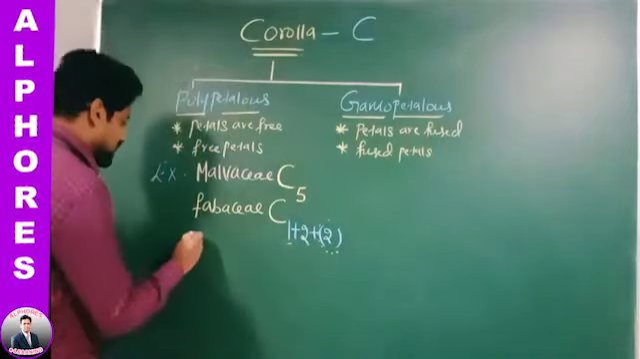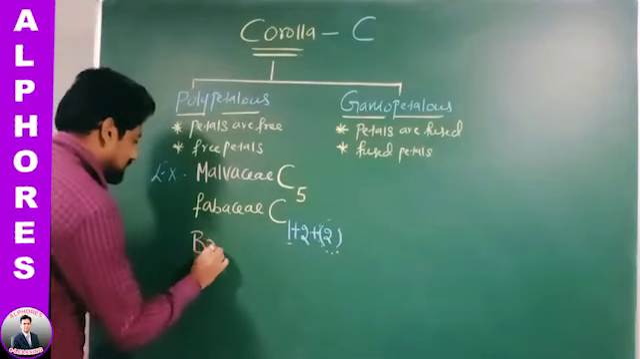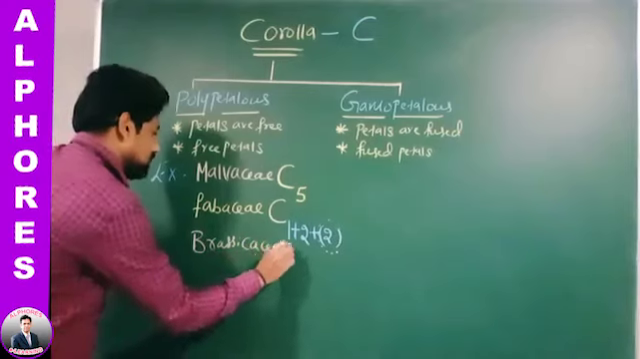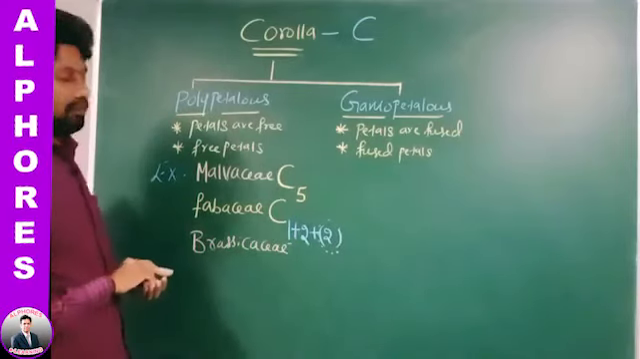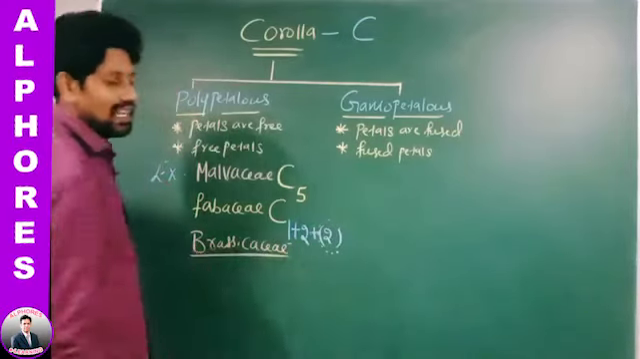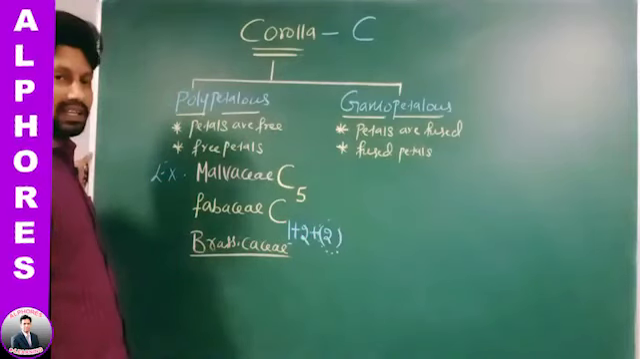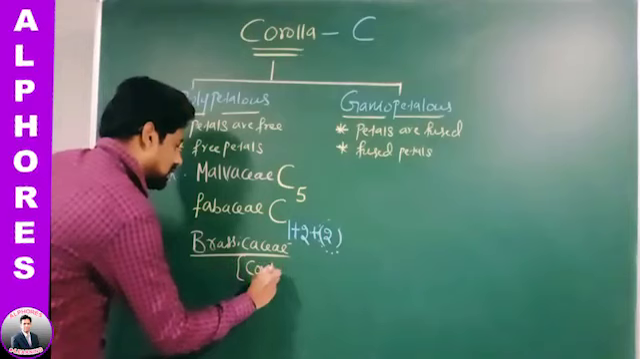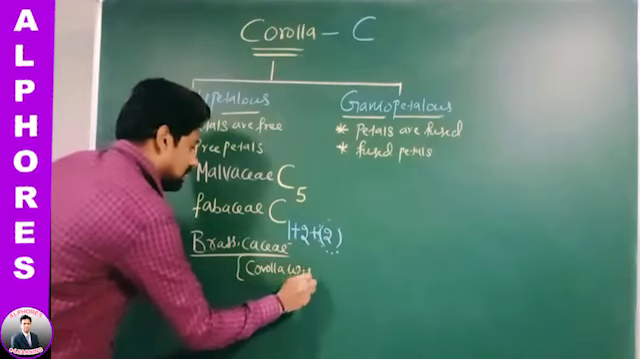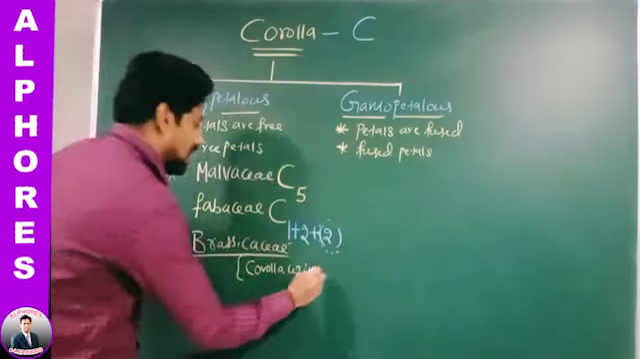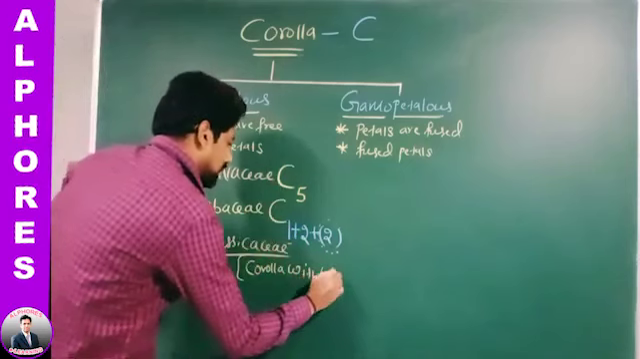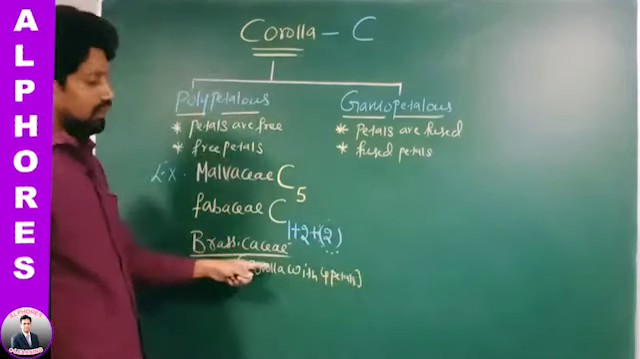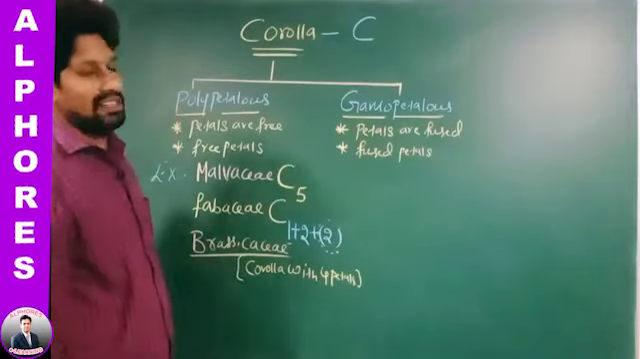Now go for the next example. What's our Brassicaceae family? In the case of the Brassicaceae family, the corolla is with how many petals? Corolla is with 4 petals. These 4 petals are free, so it comes under polypetalous condition.